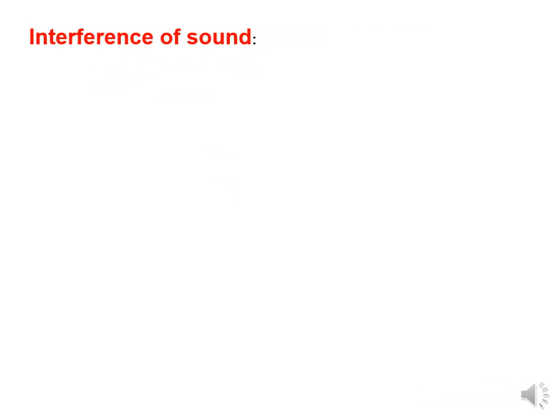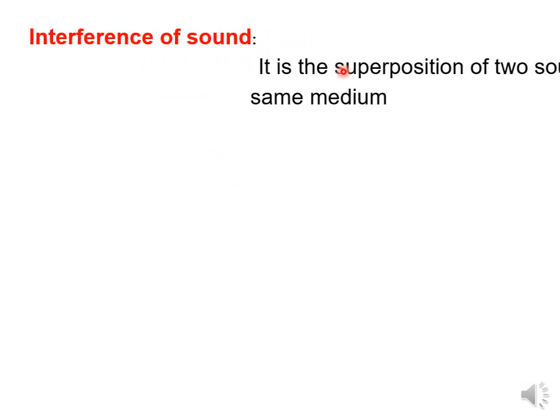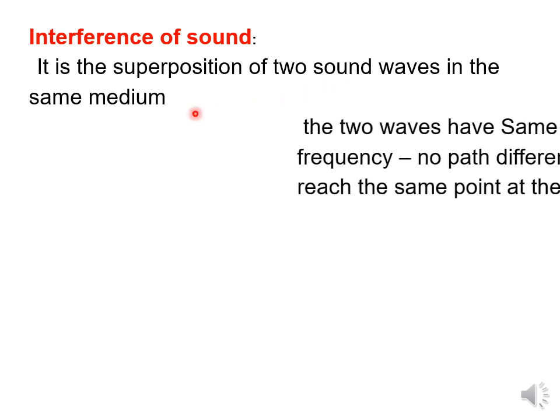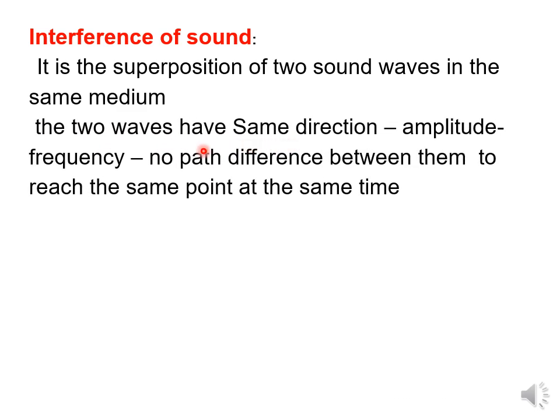Interference of sound. It is the superposition of two sound waves in the same medium. يبقى الانترفيرنس superposition يعني تراكب of two sound waves in the same medium. يبقى دي conditions of interference. The two waves have same direction, same amplitude, same frequency, and there is no path difference between them to reach the same point at the same time.